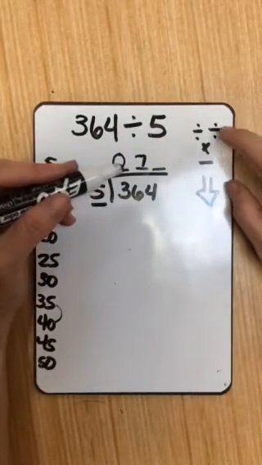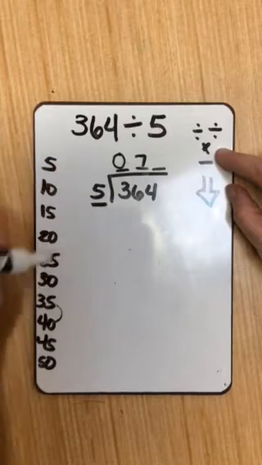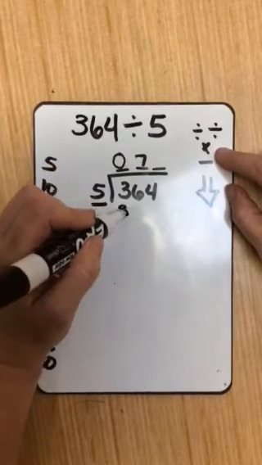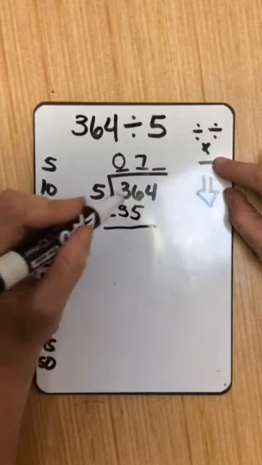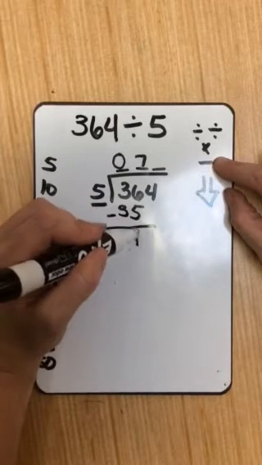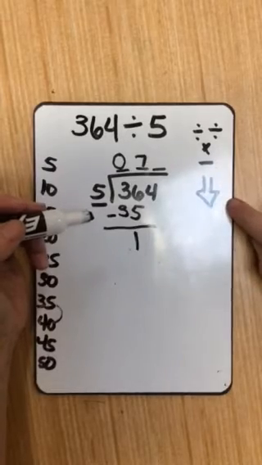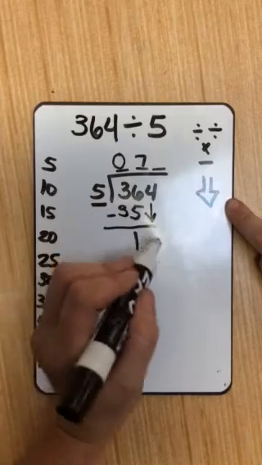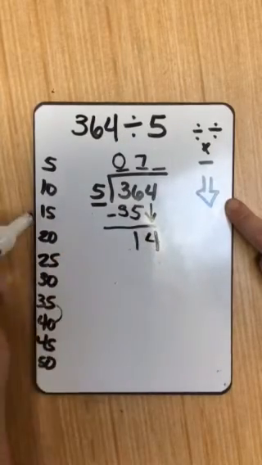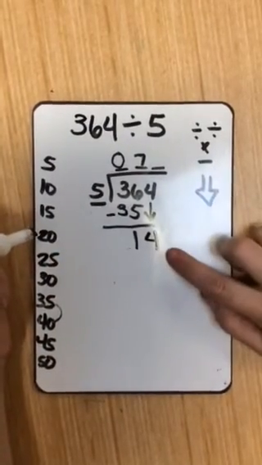That's the divide step. Now we're going to multiply. 7 times 5 is 35. And then our next step is the subtraction. So 36 minus 35 is 1. Then comes our bring down step. The bring down step means you're going to take this number right here and you're going to bring it down like that. So now we have 14.